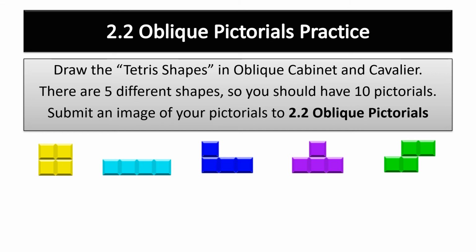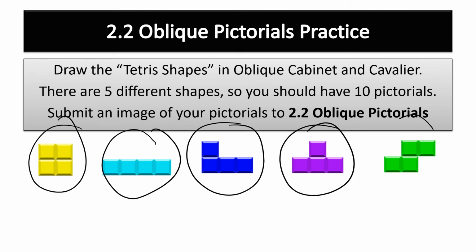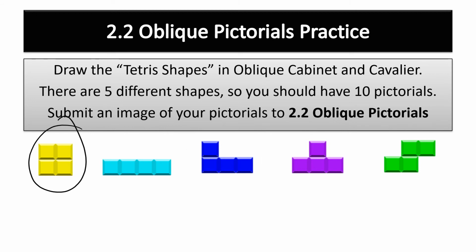There are 5 different shapes, so you should have 10 pictorials total, because you have to do cabinet and Cavalier for each shape. So 10 total. Submit an image of your pictorials to 2.2 oblique pictorials.